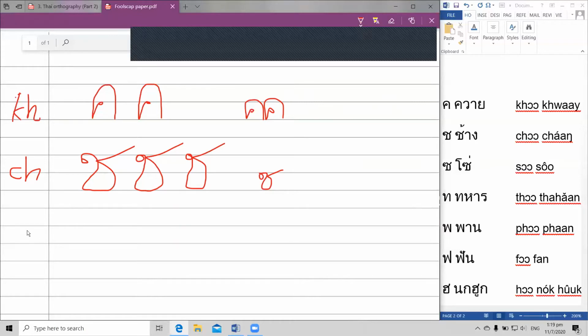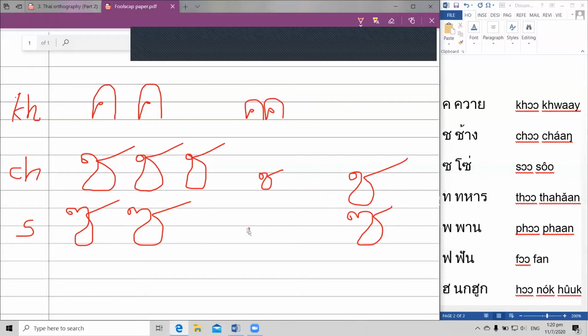Next, we have saw so. Saw so looks a little like chaw chang, but the difference is just the head. Start from the circle again, draw a little kink here, and then do the same thing as chaw chang. So saw so is like that, then kink, then the same thing, but chaw chang is just like that. If you write it small, it looks like this.